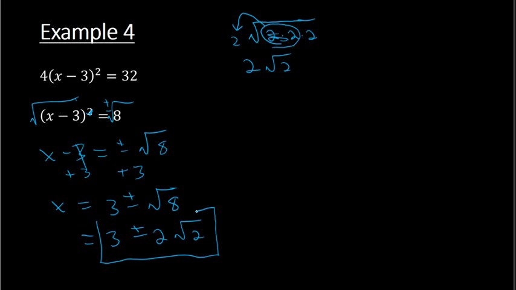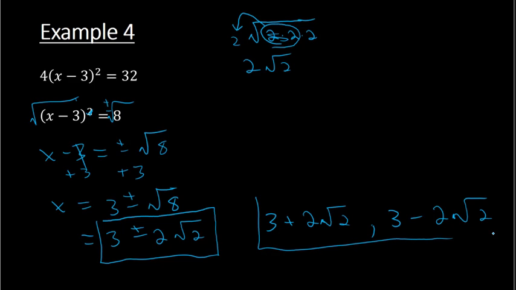I can leave my answer like this if I want, but realize that the plus or minus means we have two answers. One would be 3 plus 2 times the square root of 2, and then the other would be 3 minus 2 times the square root of 2. So either way you want to write it, this is the correct answer. Just realize we have two different answers.